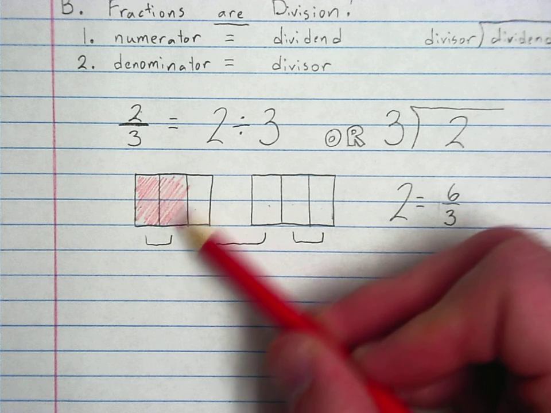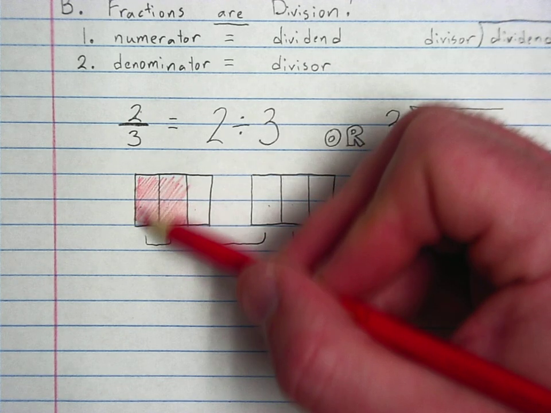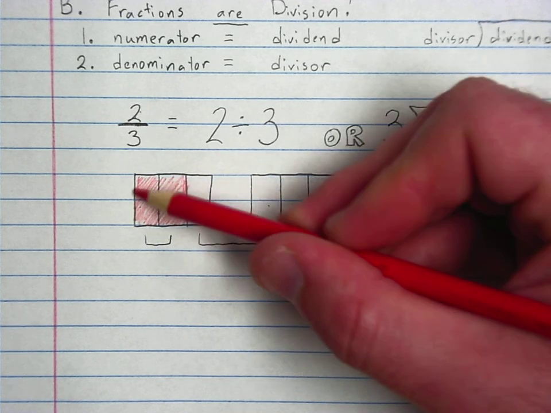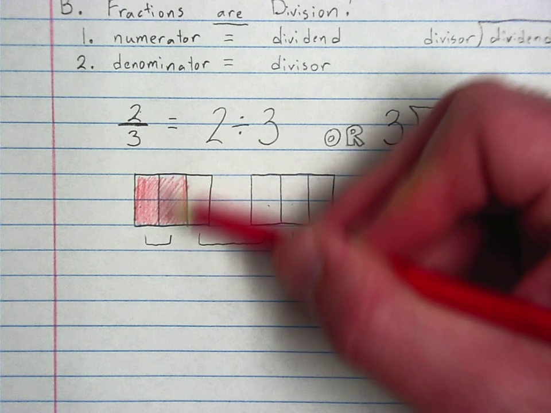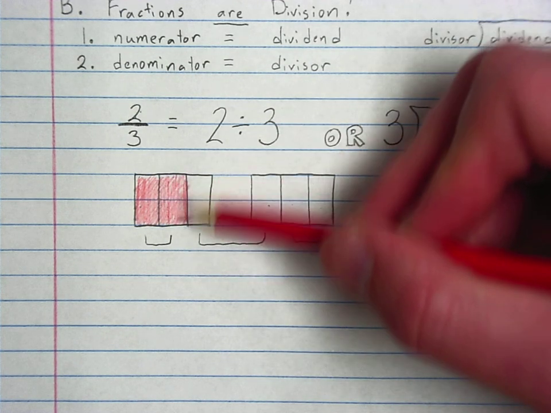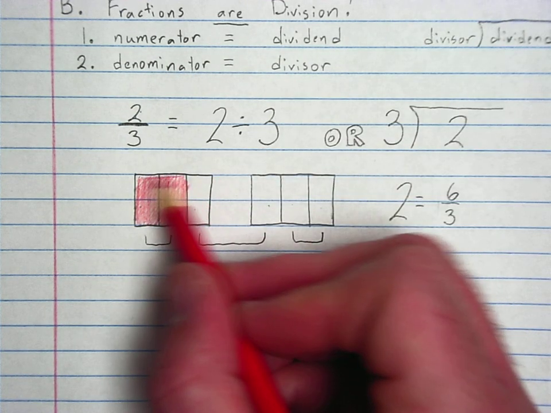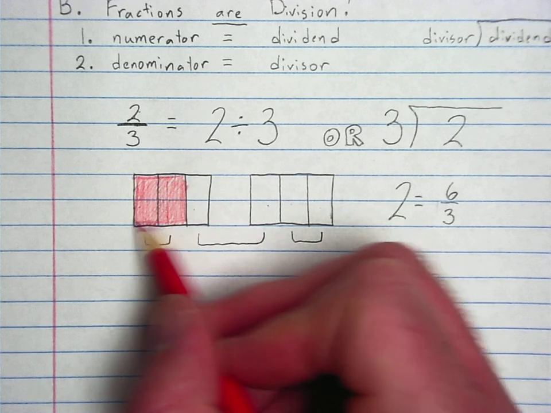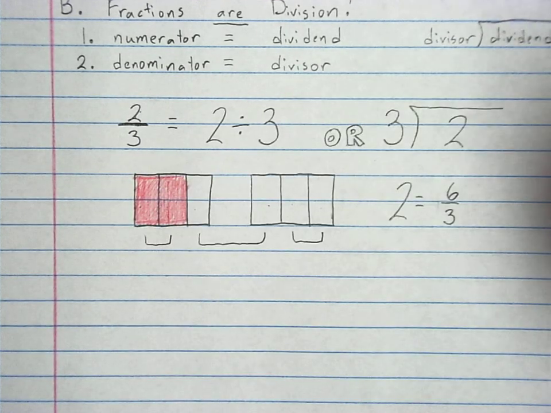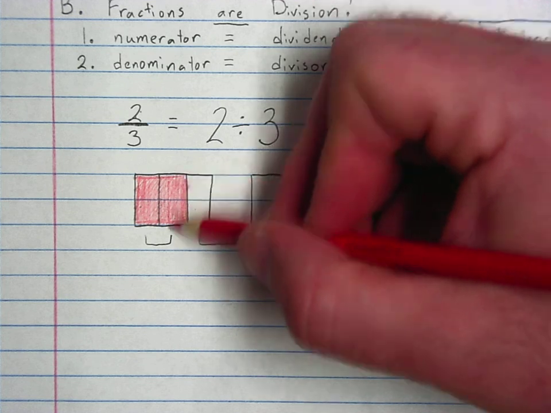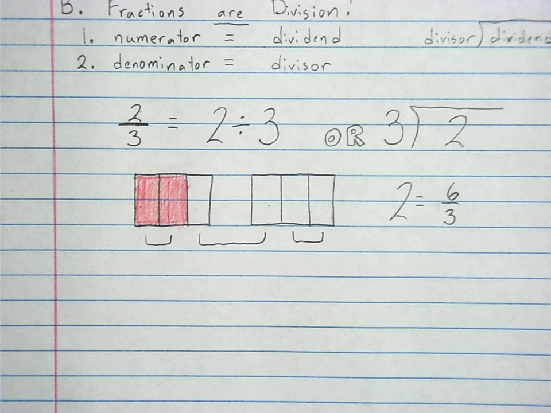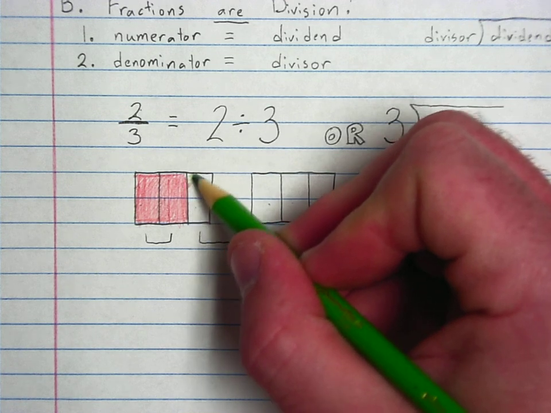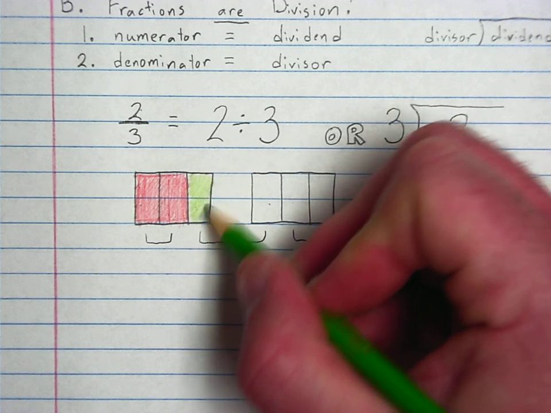Here's that first group, 2 bars. And if you're wondering how I'm getting this, I'm just looking at that 6 thirds and saying, well, 6 divided by 3, that's going to be 2 pieces, right? 6 divided by 3 is 2, okay. So there's one group.